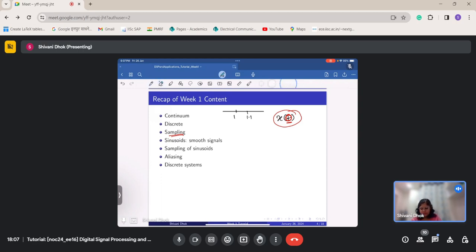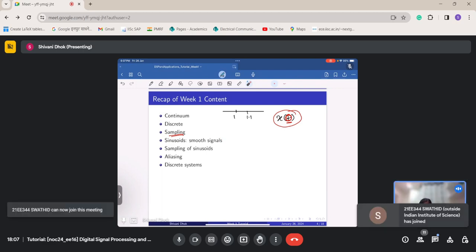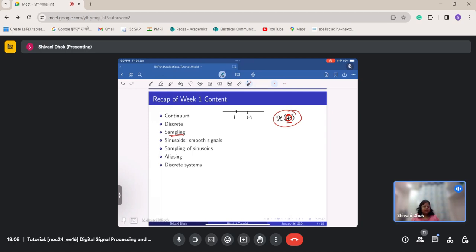Next thing that was introduced was the sinusoids. The sinusoids are very special kind of signals which are continuous, which are smooth signals, which have derivatives. You can differentiate it any number of times, and it is analytic. Yeah, it's a very special kind of signal. And these sinusoids can be used to represent other signals which may have discontinuities as well, through Fourier transforms and other tools. So yeah, these sinusoids are interesting.